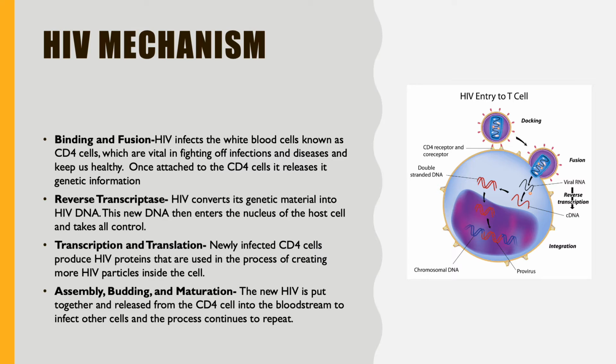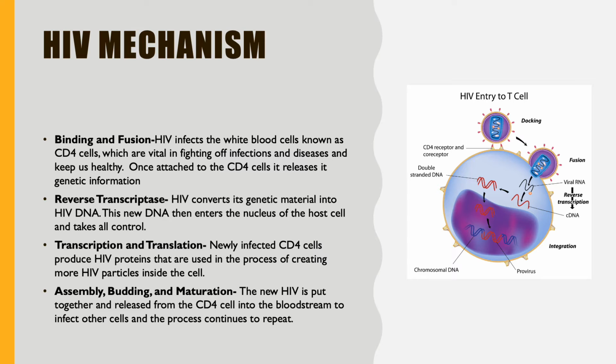Next, we will move on to talk about the mechanism of HIV. Firstly, binding and fusion. HIV infects the white blood cells known as the CD4 cells, which are vital in fighting off infections and diseases and keep us healthy. Once attached to the CD4 cells, it releases its genetic information. So then we move on to reverse transcriptase. HIV will convert its genetic material into HIV DNA. This new DNA then enters the nucleus of the host cell and takes control of it.